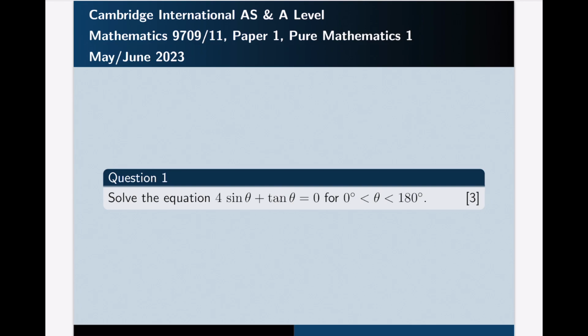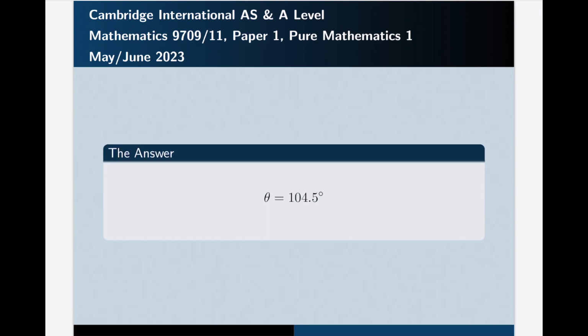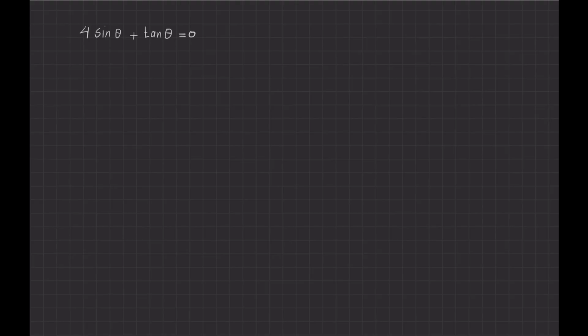It would be a good idea if you pause the video at this point and try to solve the problem yourself first. If you do the calculations correctly, the answer that you will get will be theta equals 104.5 degrees. Okay, now let us solve the problem.